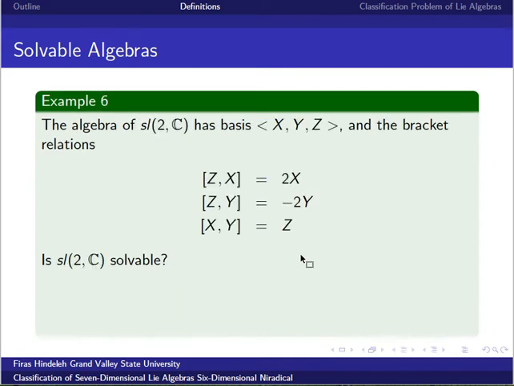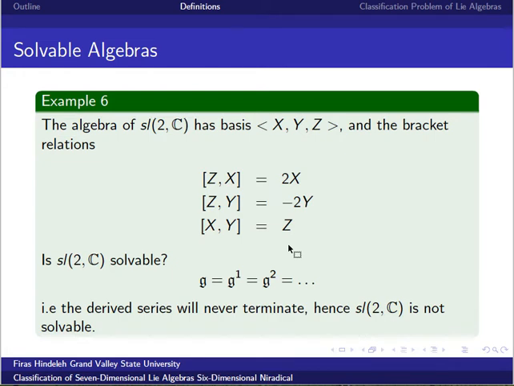Another example is the special linear algebra. It is spanned by x, y, and z, and those are the non-zero brackets. So is this solvable? Well, let's take a look. We find the first element in the derived series, and that is the right-hand side. It's spanned by x, y, and z, and then we bracket x, y, z with x, y, z, and they will come out x, y, z, and so on. So this series will never terminate, and so it's not solvable.